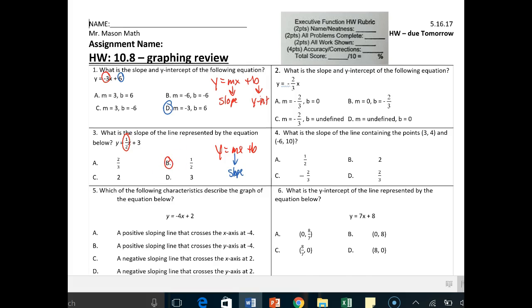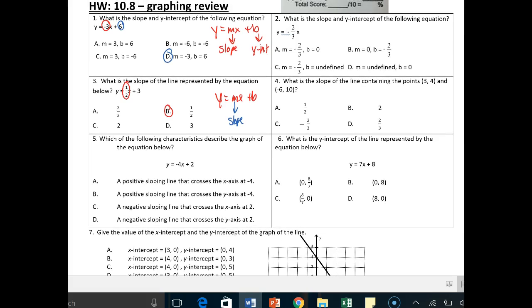Number 5, which of the following characteristics describe the graph of the equation below? y equals negative 4x plus 2. So we have a negative slope because we had negative 4, and we have a positive y-intercept. So that's where we have to look. Anything that says positive slope is wrong.